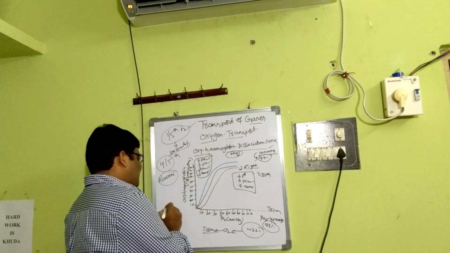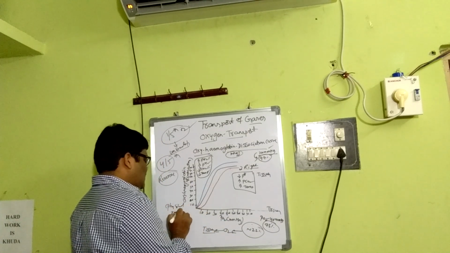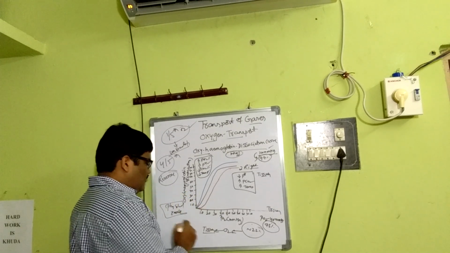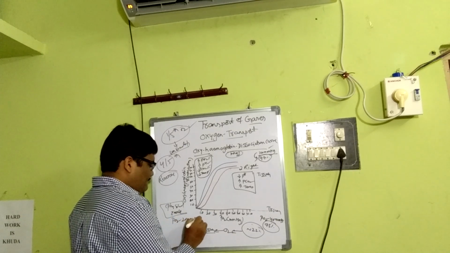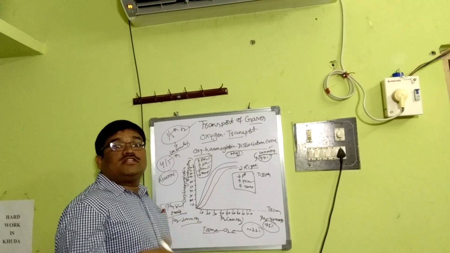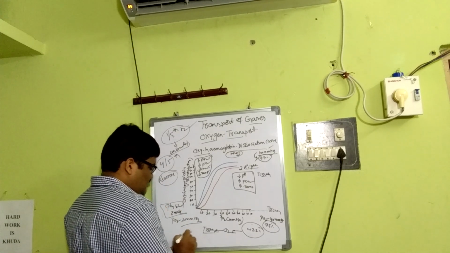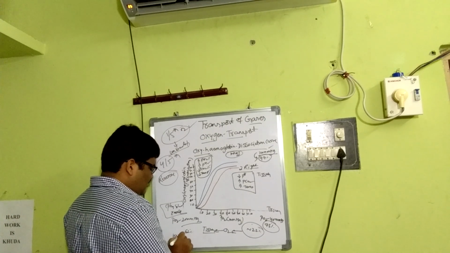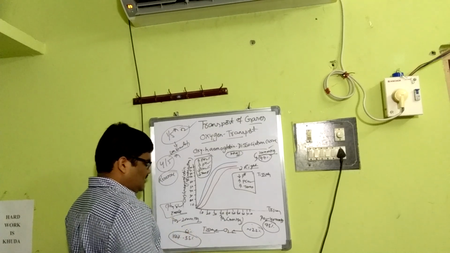Because of vigorous physical exercise, where the PO2 is 20 mmHg, you know how much oxygen goes away? Around 62%. The percentage of saturation of hemoglobin will be 35%. This is very important.